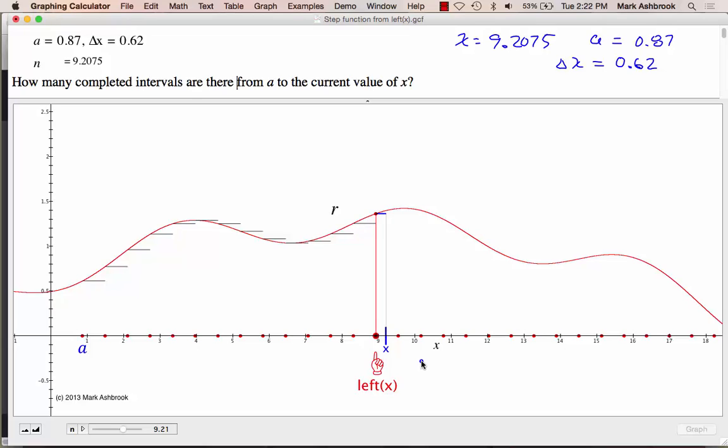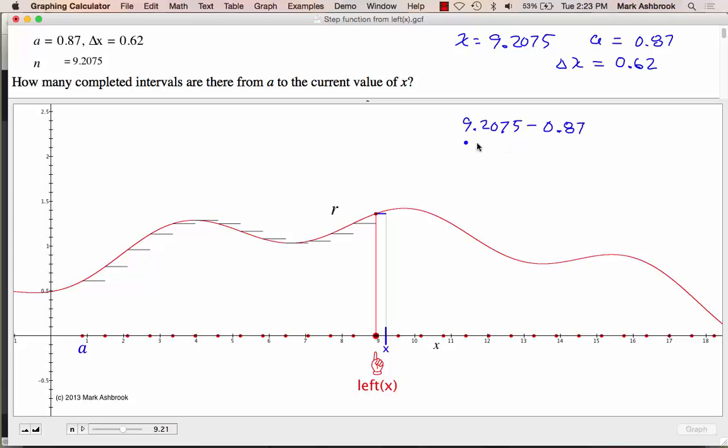Let's try you right here. What's your name? Liam. All right. N minus A all over delta X. So you mean X. Okay. So you first started and you said X minus A. So 9.2075 minus A. What does that much of it represent? When you do X minus A, what is that? Change in X from A all the way to X. So it's this whole change in X from A to X.